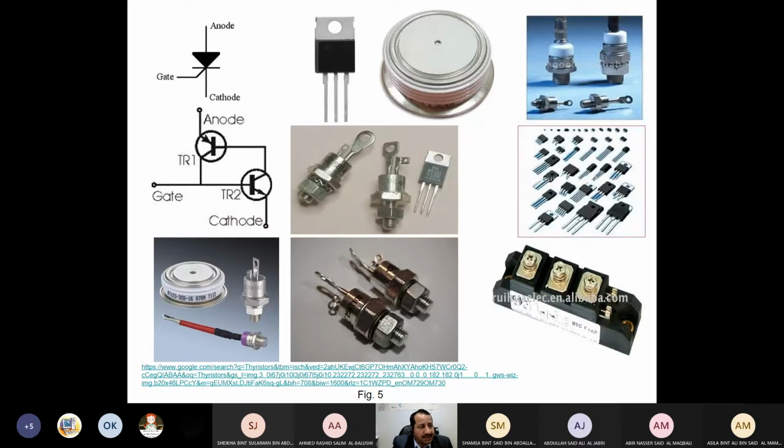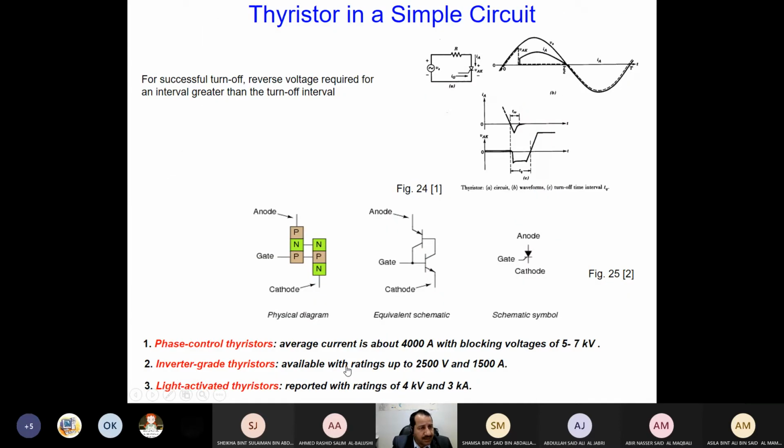This is how the thyristor looks. This is the sample. This is how it looks in the market. Different shape, different size, different rating. I made a link here for you just to see the different types and their specifications.